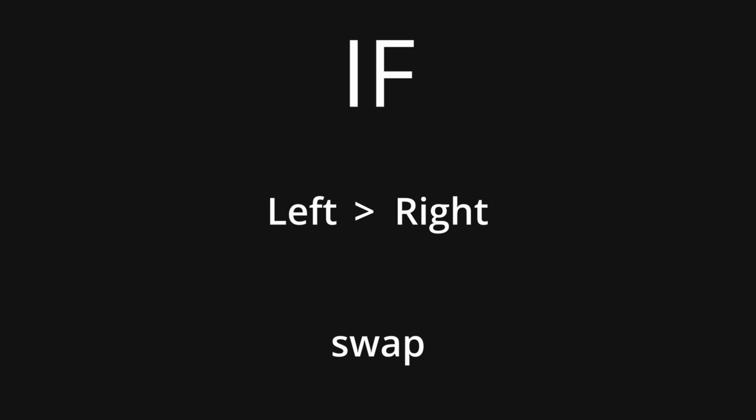So what we do first is we look at the first two digits, so 5 and 3. We compare them to each other. And if the digit on the left is greater than the digit on the right, we swap. In our case it is, because 5 is greater than 3, so we swap them. Now we have 3, 5, 4, 2, 6, 1. And we basically repeat this operation.